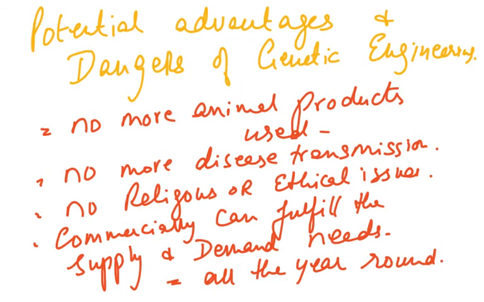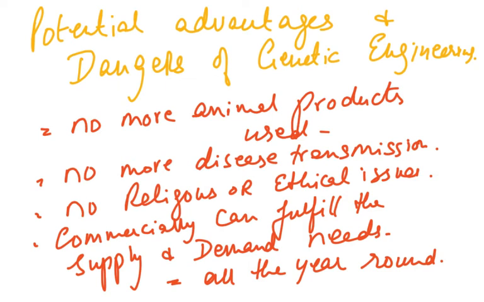Now the last topic is potential advantages and dangers of genetic engineering. Naturally the advantages are many: no more animal products are used, we don't slaughter animals, we don't take out their pancreas and extract the insulin from it. No more disease transmission. Remember I told you that when we gave animal insulin, we were a bit scared because it could result in diseases caused not by a pathogen but by a prion protein. We didn't know about that.